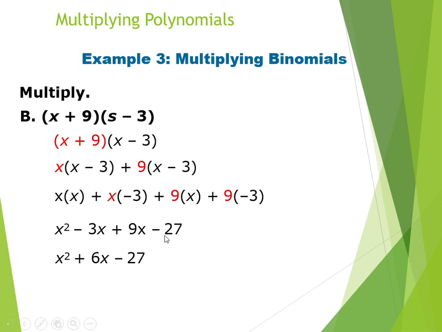So 9 minus 3, you have 6. And again, for the sign, you copy the sign of the bigger number, which is 9. So you have positive. And the answer will be x squared plus 6x minus 27. So that's how we multiply monomials into polynomials as well, and also binomial by binomial using the FOIL method.